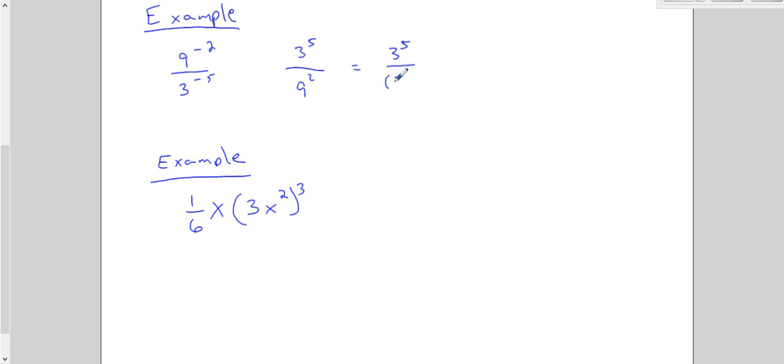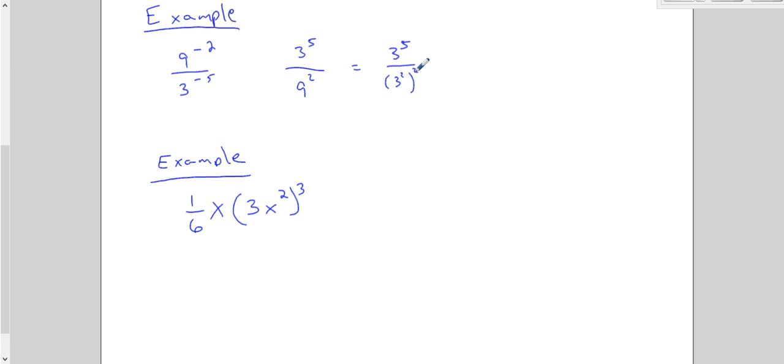So I'm going to write, instead of 9, 3 squared. And now I'm going to put this exponent of 2 on the outside of that. 3 squared, as we know, is 9 squared. So I just rewrote that with a different base number. And I've got a power of a power here.